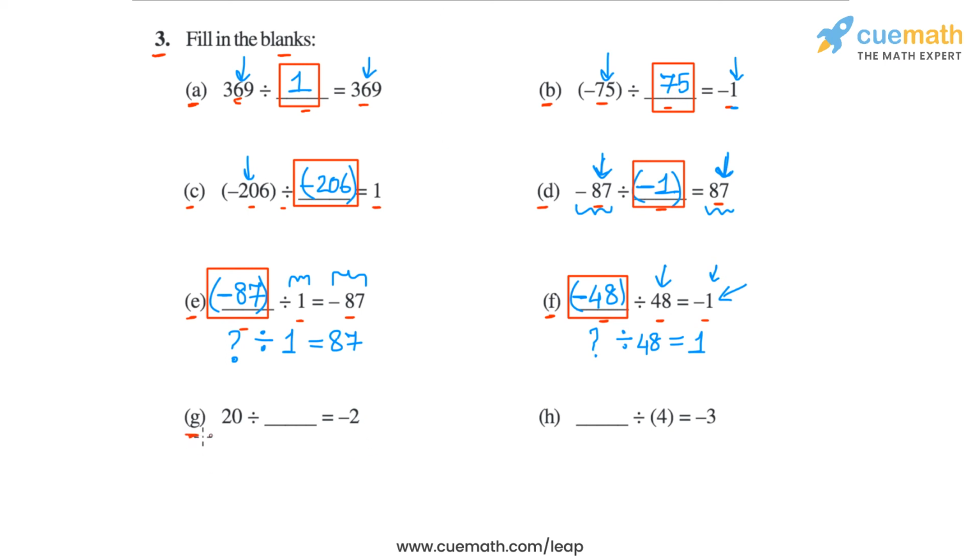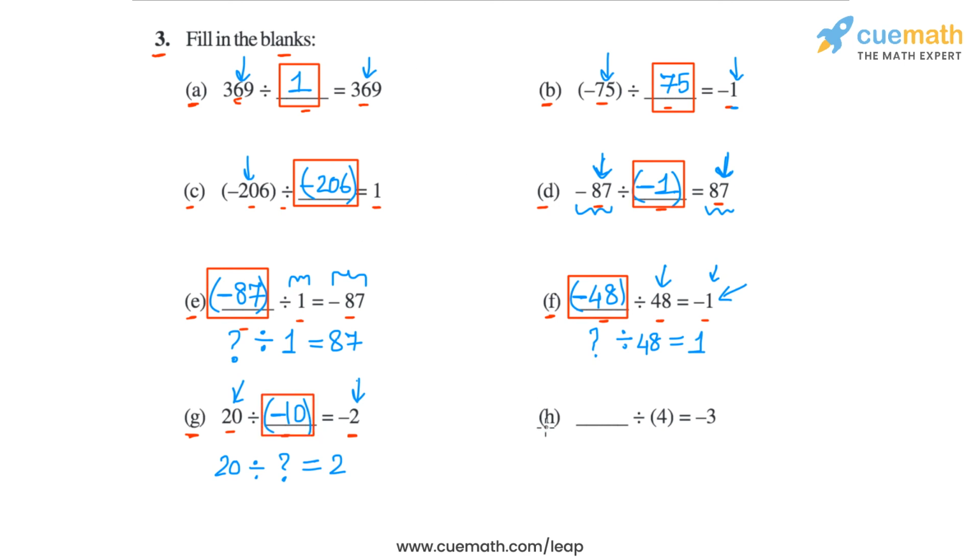Then in part G, we have 20 divided by blank is equal to minus 2. So first think about what integer 20 should be divided by to give us 2. So 20 divided by 10 is 2. So first we put 10 here and then we see that the dividend is positive and the quotient is negative. So the divisor must be negative. So we must have minus 10 here. So in part G, the answer is minus 10.